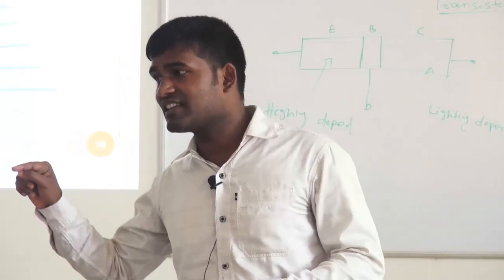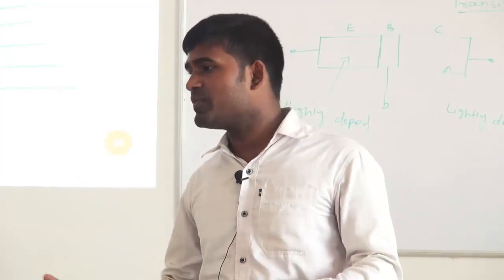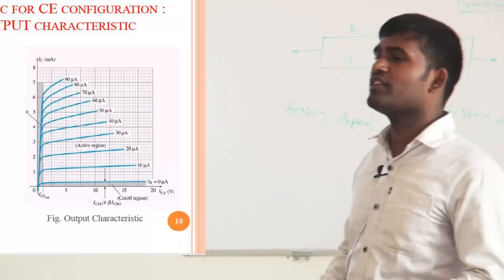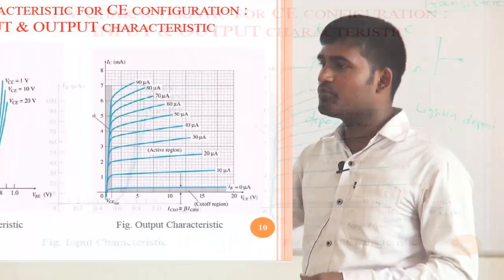So N has majority charge carriers electrons, P has majority charge carriers holes. So electron has more mobility, so it can easily move. So that's why NPN is more efficient and more reliable as compared to PNP type transistor.